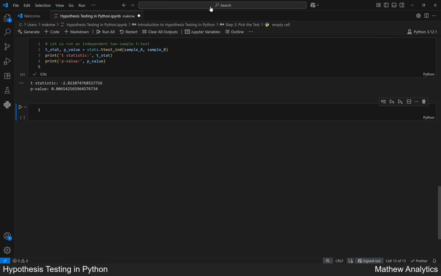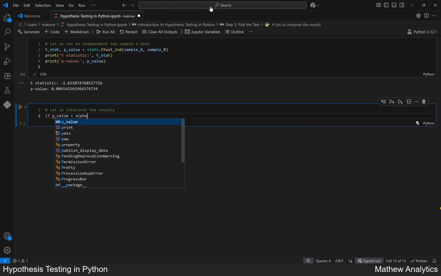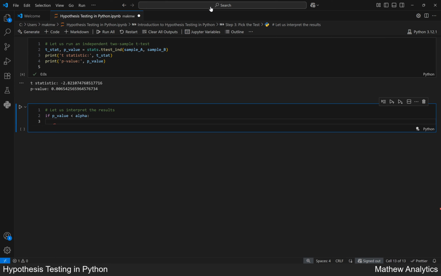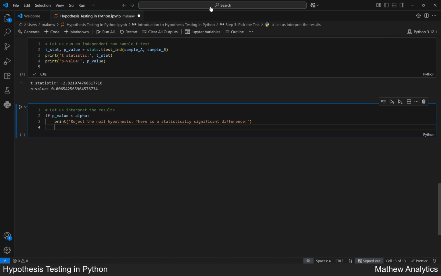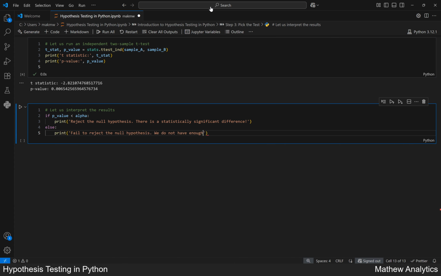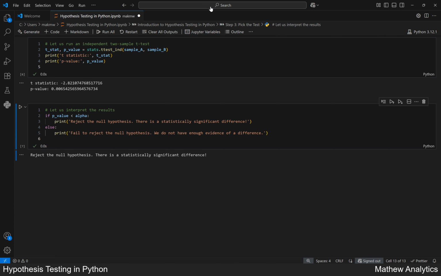Now let us use our p-value to make a decision. We check if the p-value is less than our alpha value. If it is, we decide there is a meaningful difference. We print a message to clearly state our conclusion. If not, we say we do not have enough evidence. Running the cell now. Say out loud, what did our test results tell us about the groups?